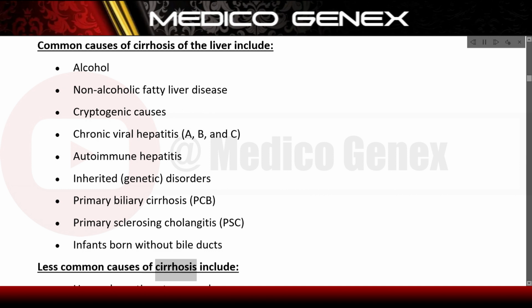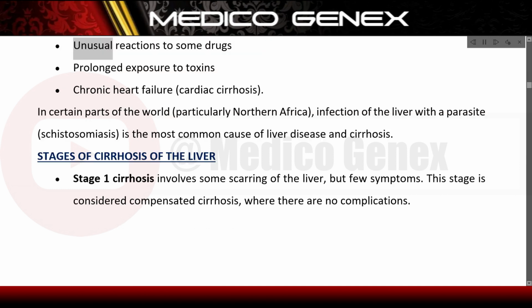Less common causes of cirrhosis include unusual reactions to some drugs, prolonged exposure to toxins, chronic heart failure, cardiac cirrhosis. In certain parts of the world, particularly Northern Africa, infection of the liver with a parasite, schistosomiasis, is the most common cause of liver disease and cirrhosis.